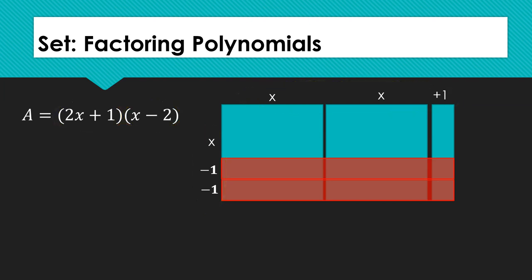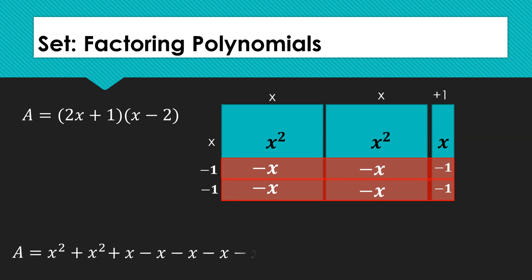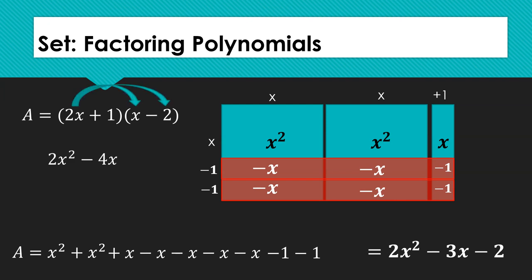Finally, we will simplify by combining like terms, and we will find that the area of the entire rectangle is 2x squared minus 3x minus 2. We can use the distributive property to check our work.